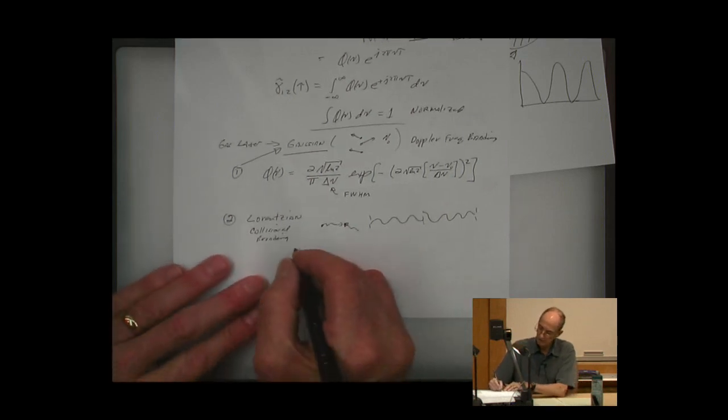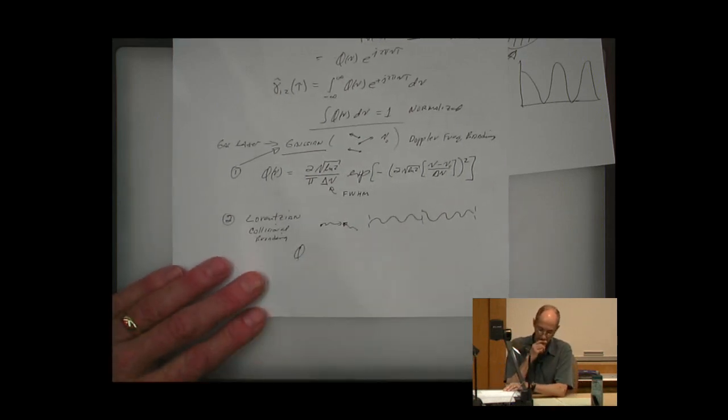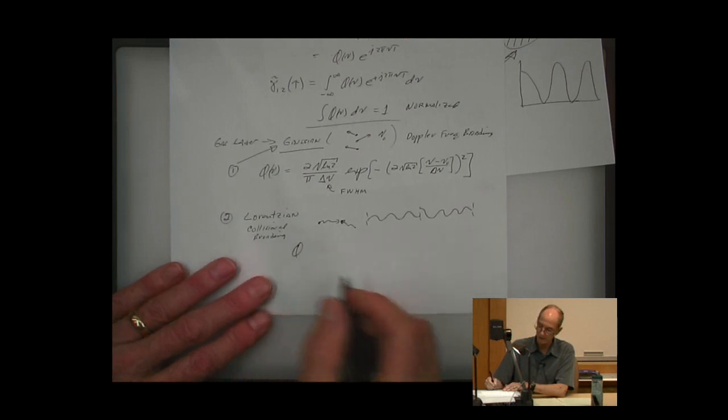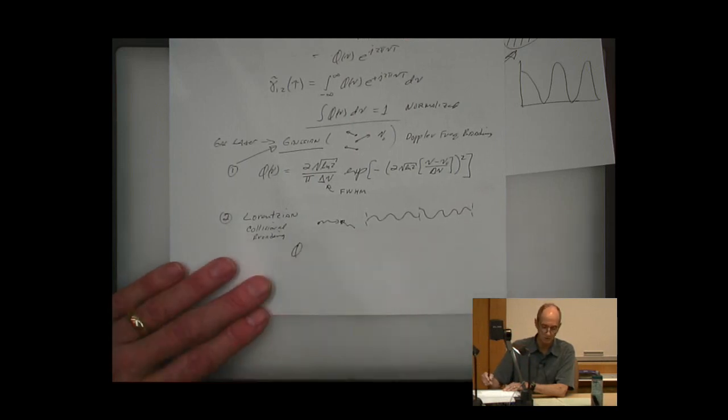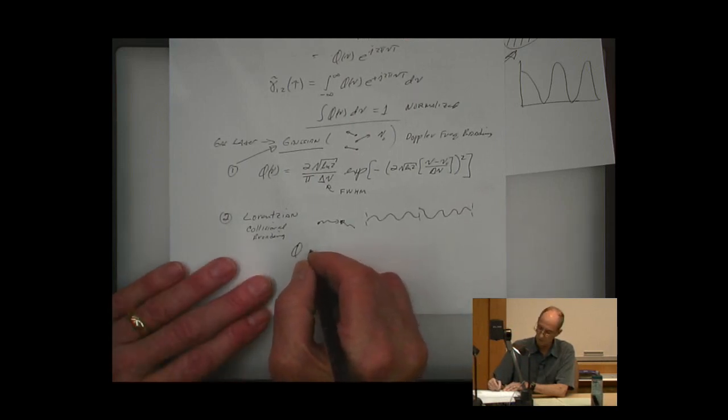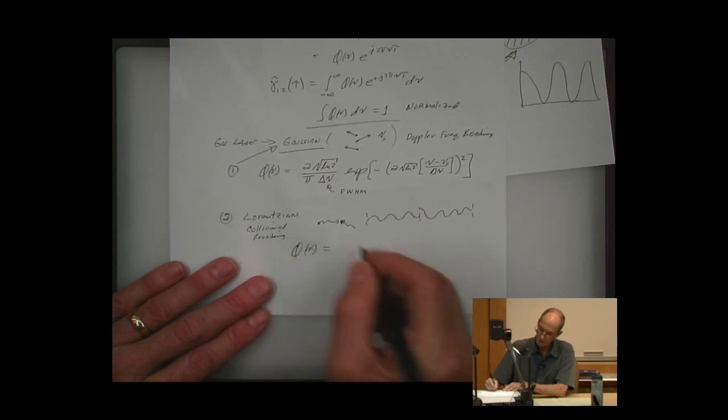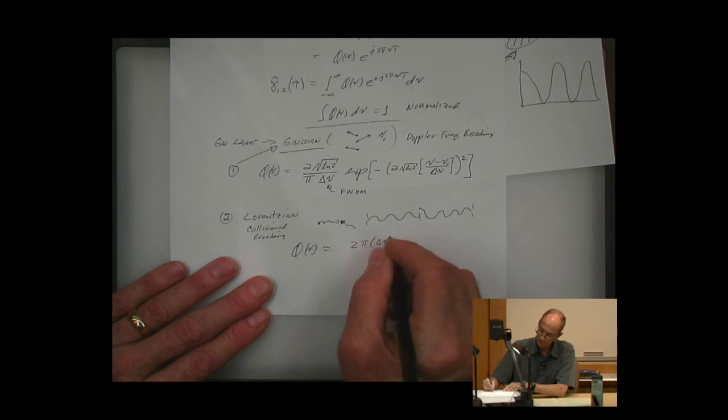All right, and so the Lorentzian distribution is somewhat similar to a Gaussian, but it has broader tails associated. I'll show you a figure of this in a minute. And this is again a function of nu. And this looks like 2 pi times delta nu.